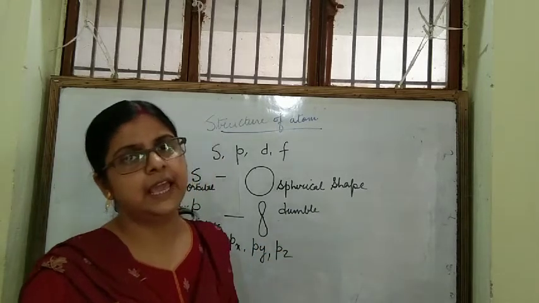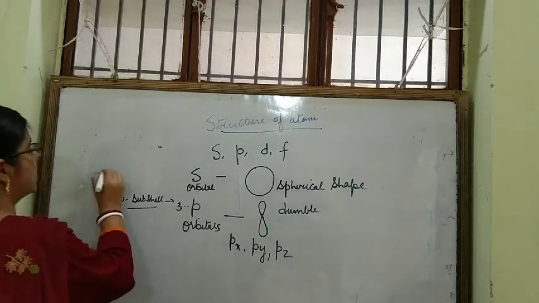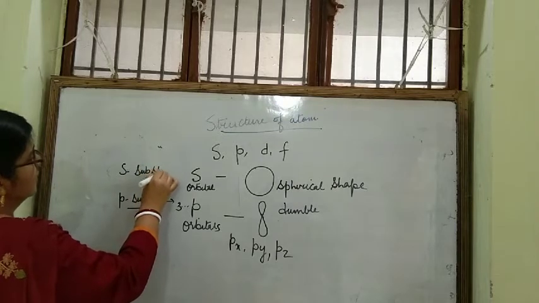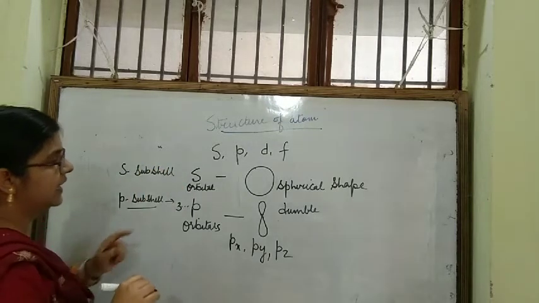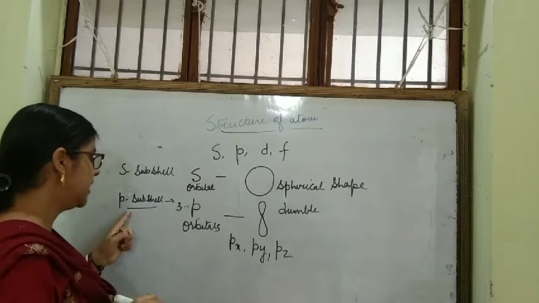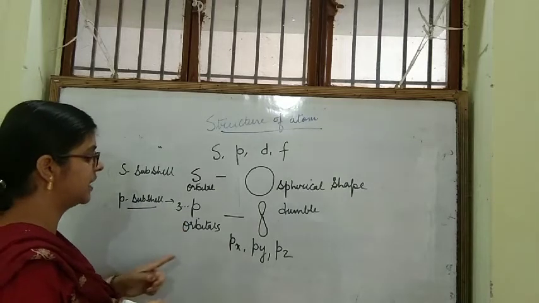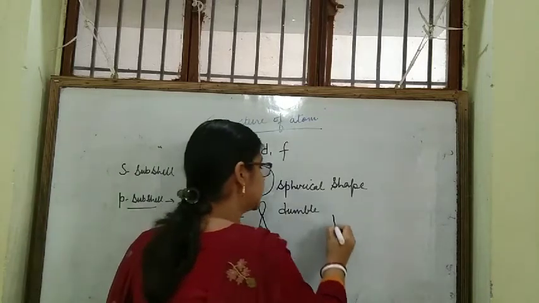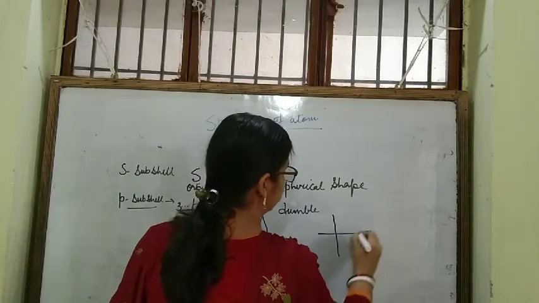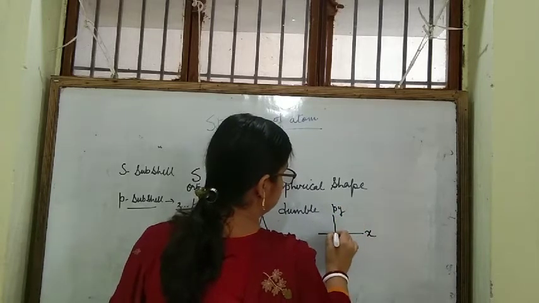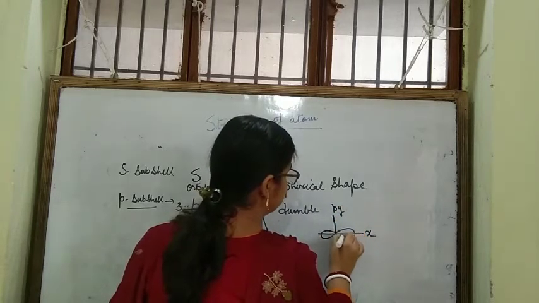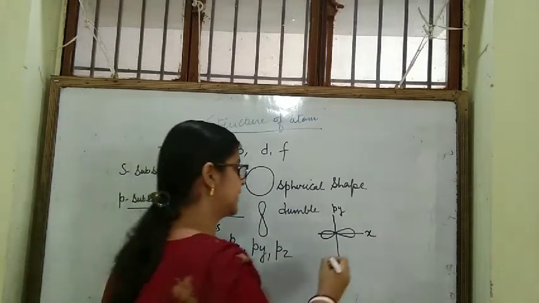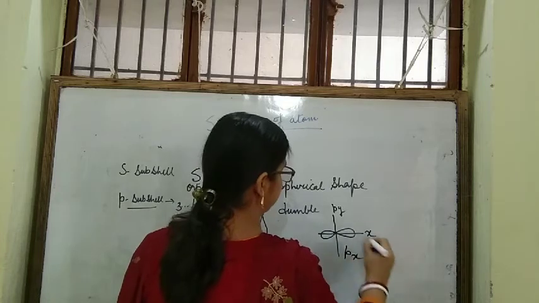Yes students, s subshell has got only one orbital, the s orbital, and that is spherical in shape. But p subshell has got 3 p orbitals, px, py and pz. In px orbital, the lobes of the orbital lie on the x-axis. This is px orbital.